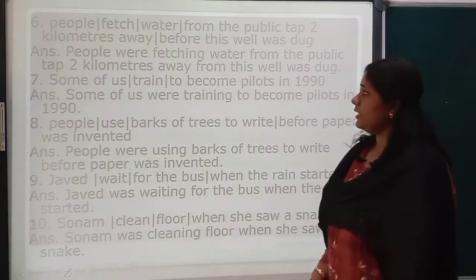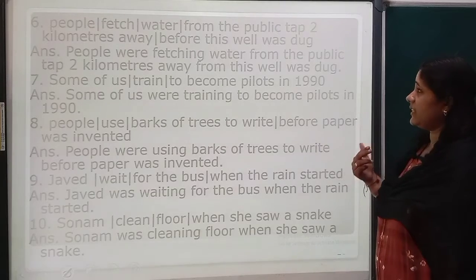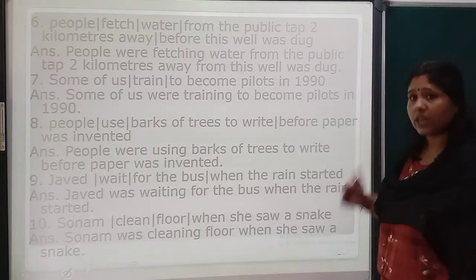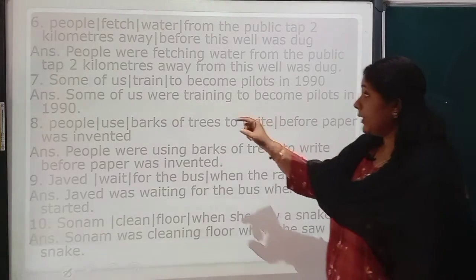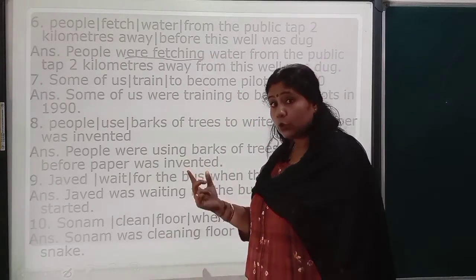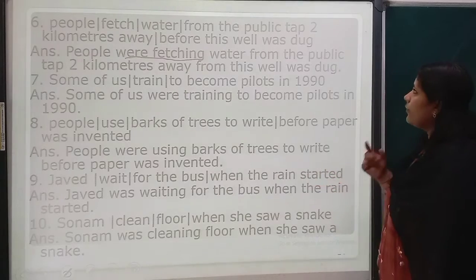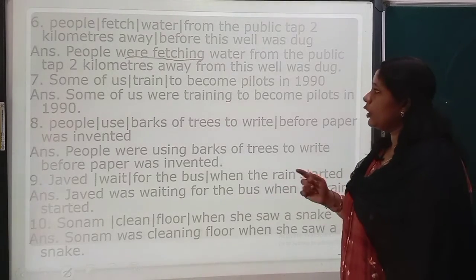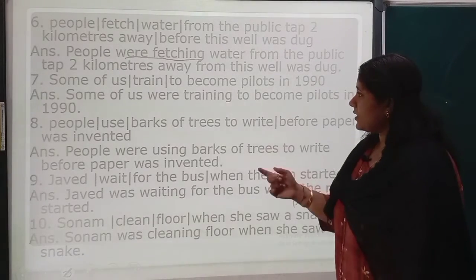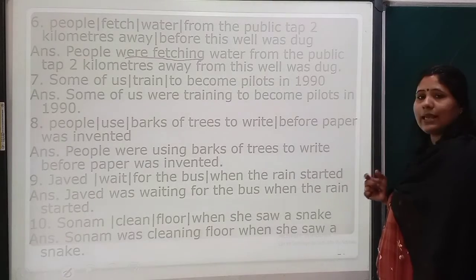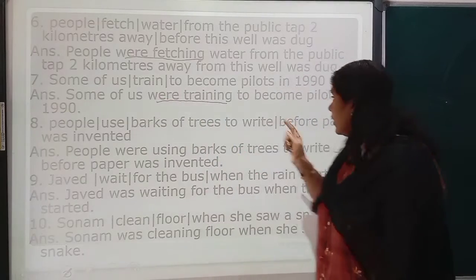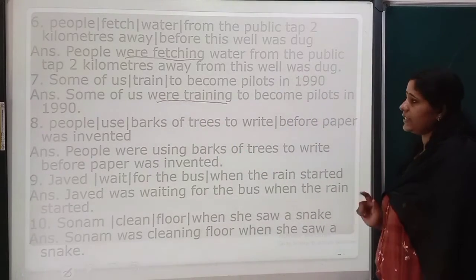Next. People fetch water from the public tap 2 kilometers away before this well was dug. So what will be the answer? People were fetching, because people stands for plural, were fetching water from the public tap 2 kilometers away before this well was dug. Some of us trained to become pilots in 1990. Some of us were training, us is plural, were training to become pilots in 1990.